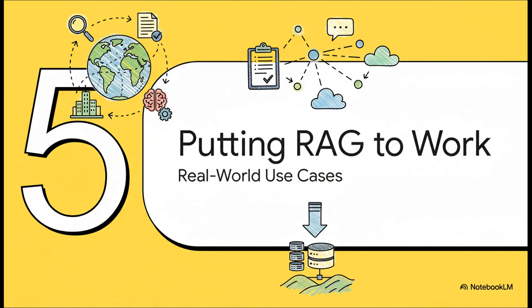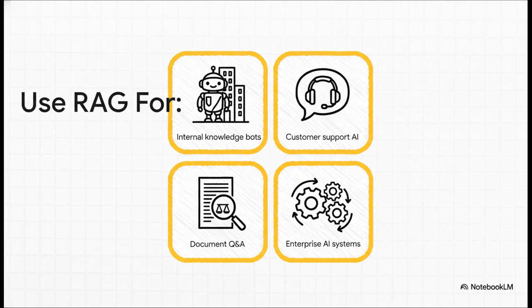All right, so we've covered the how and the why. Now let's get to the fun part, the where. Where is this technology actually being used to make a real impact today? The applications here are just huge, and they're incredibly practical. I mean, think about building an internal bot for your company that can instantly answer employee questions about HR policies or technical procedures. Or what about a customer support AI that gives perfect answers based on your latest product guides? You can use it to let people ask plain English questions about super dense legal or financial documents. Basically, anywhere you need an AI to have deep, accurate knowledge about a specific and changing set of information, RAG is the perfect tool for the job.